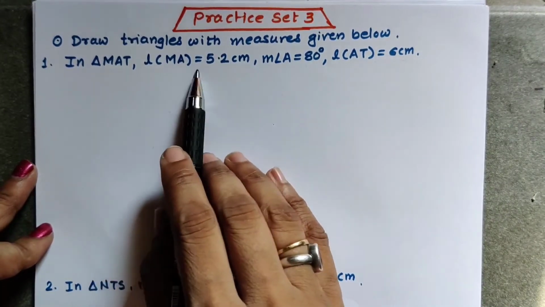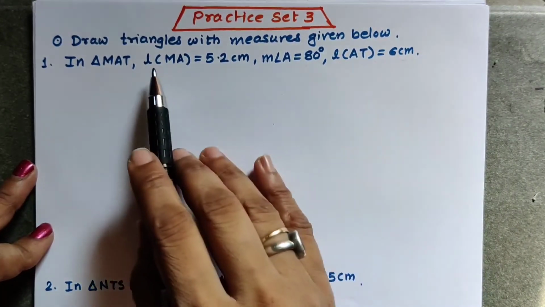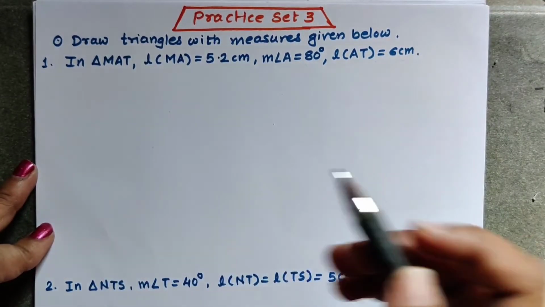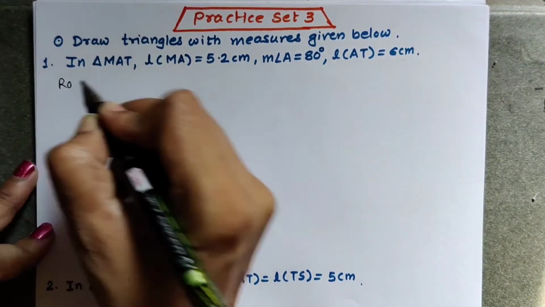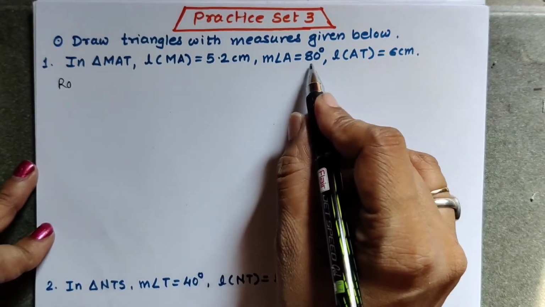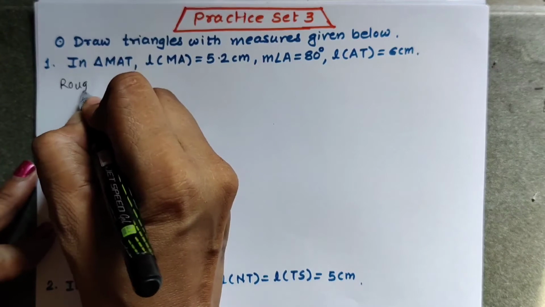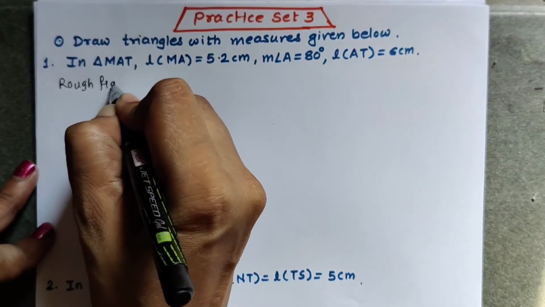So we can draw any one side as the base side. Either you can draw MA as the base side or AT as the base side. We can draw any side because angle A is given, the measure of angle A is given and A is the common point between both these sides. So the rough figure I have to draw first.